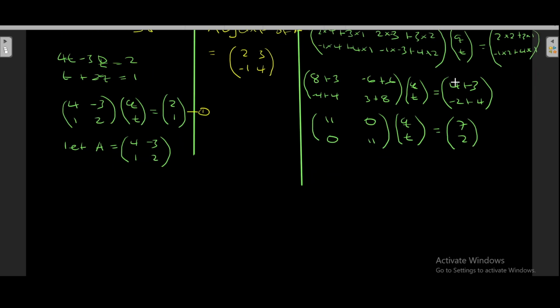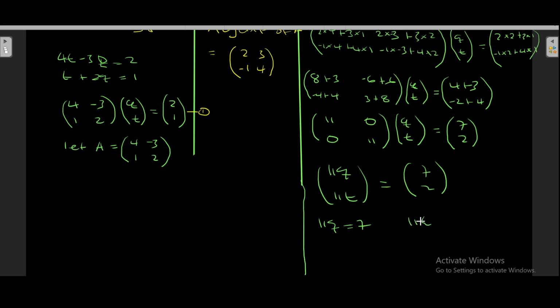Now we proceed with our expression here. If we expand this, it gives us 11q and 11t in brackets, which corresponds to 7 and 2. That means 11q is equal to 7 and 11t is equal to 2. That implies that q is 7 out of 11 and t is 2 out of 11. By doing that, we have been able to get the values of q and t of our expression.